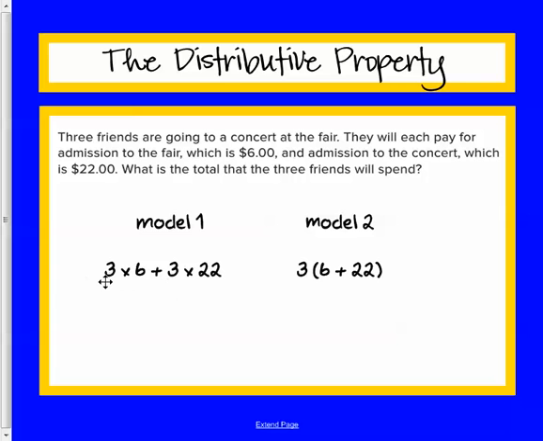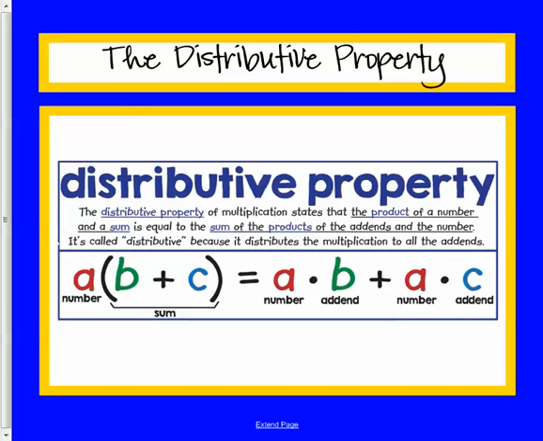We could do it this way, where we take each person times the $6 for admission, add that to each person times the $22 for the concert. So we could also write it with the distributive property, model 2. We can take 3 times the 6 plus the 22 in the parentheses. And that is the distributive property.